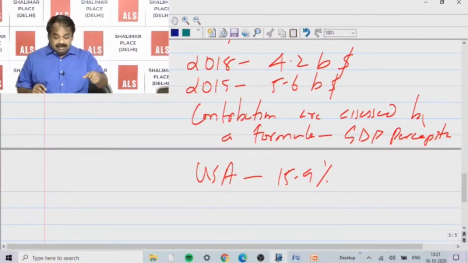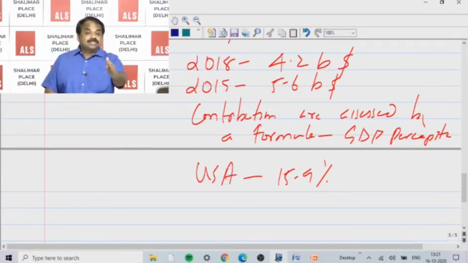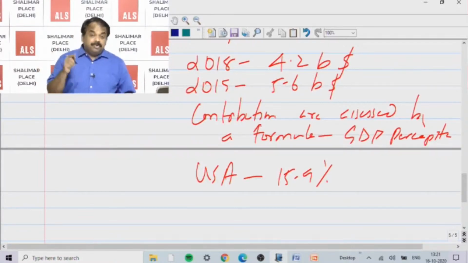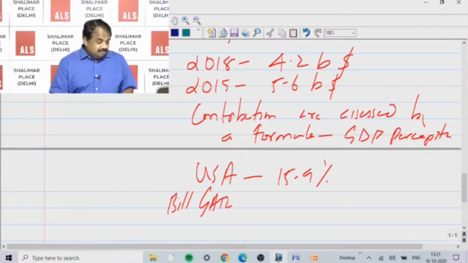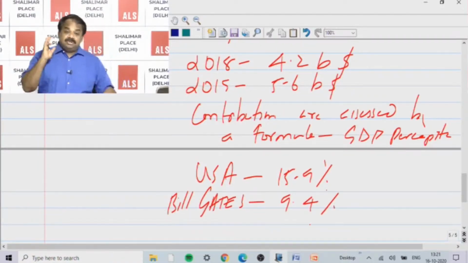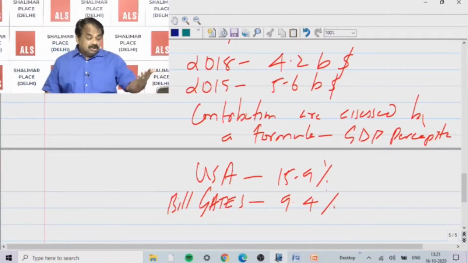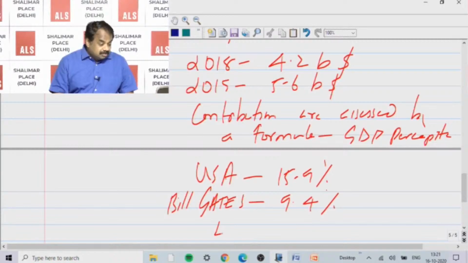And not only that, if you add Bill Gates's contribution also, because Bill Gates is also an American citizen, he is contributing 9.4%. Just see, what a good man he is. Bill Gates, 9.4% of the total. If you take 10%, you're talking about more than 500 million, the contribution by Bill Gates alone. And then the European Union, 11%. So he is almost equal to the European Union.